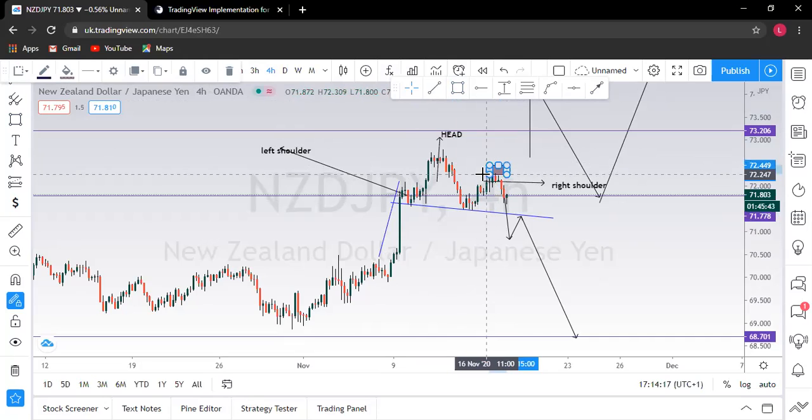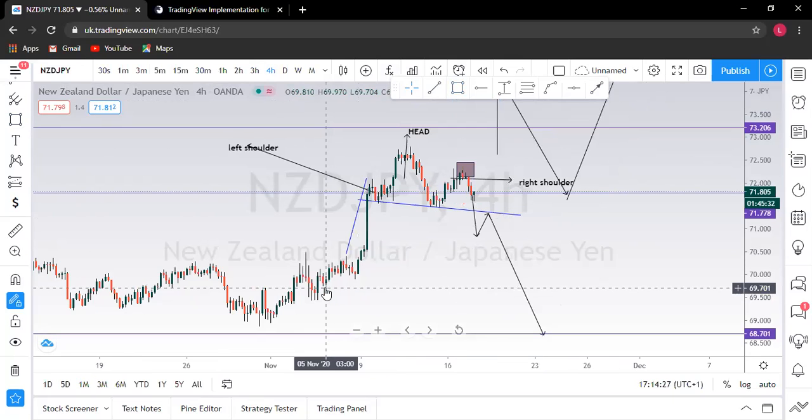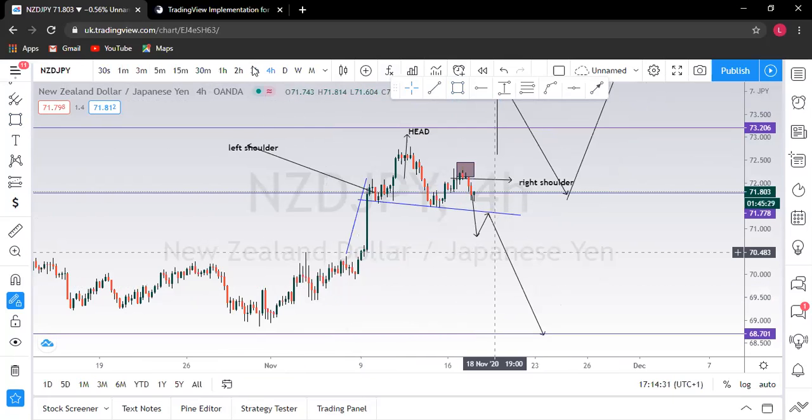So you can sell it from here, or actually wait for the break, then you take it to the nearest support. So now let's check on 3 hours if we're actually on the same side.